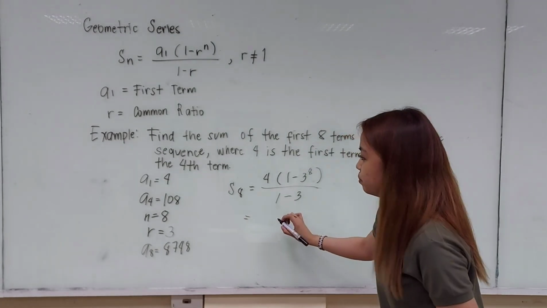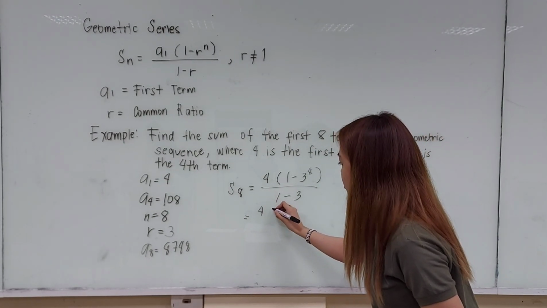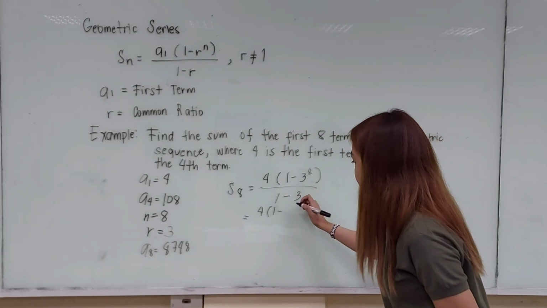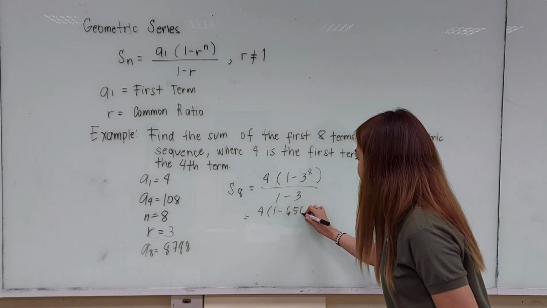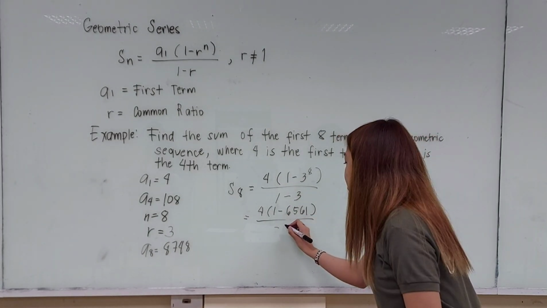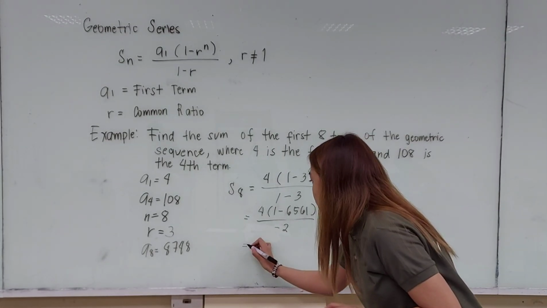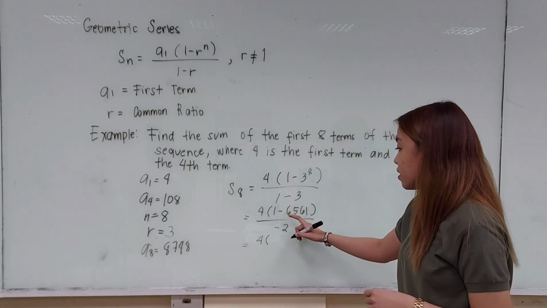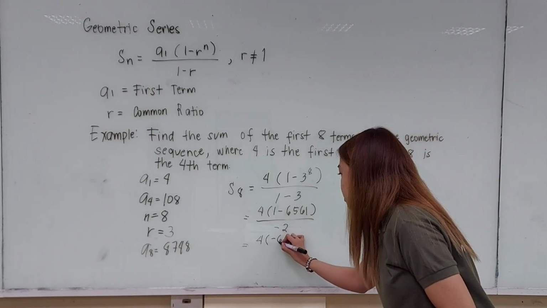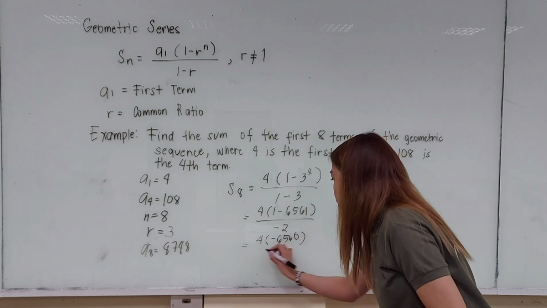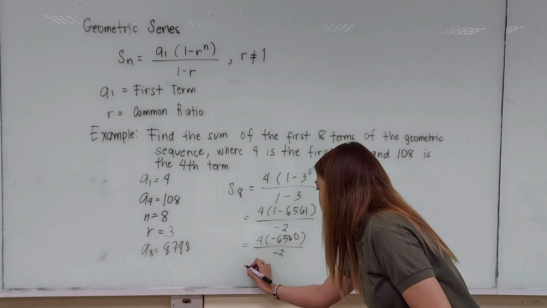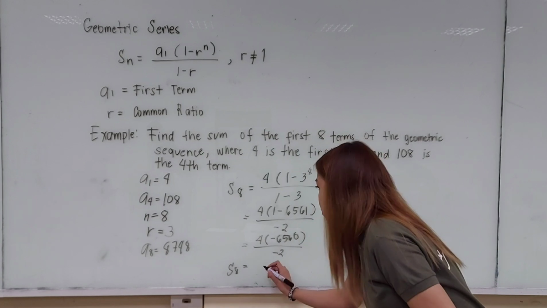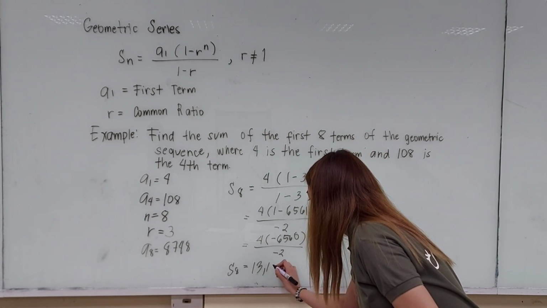This is equal to 4 times 1 minus 3 to the power of 8, which is 6,561, over negative 2. This is equal to 4 multiplied by 1 minus 6,561, which is negative 6,560, over negative 2. So, using your calculator, our S of 8 is equal to 13,120.